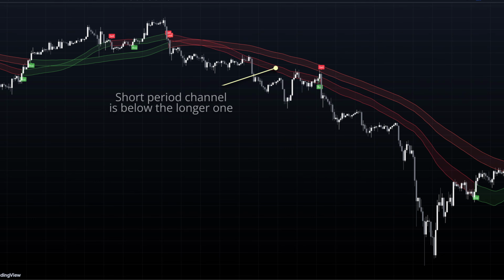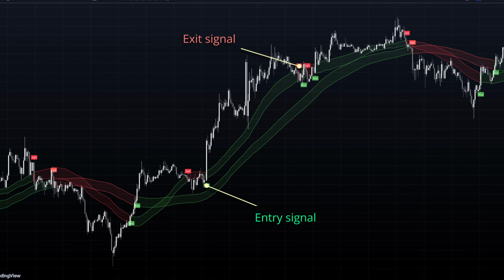For short positions, enter when the short period channel is below the long period channel with both showing red. Enter based on the shorter term channel signal. Exit trades either on opposing signals or at your predetermined risk-reward ratio.